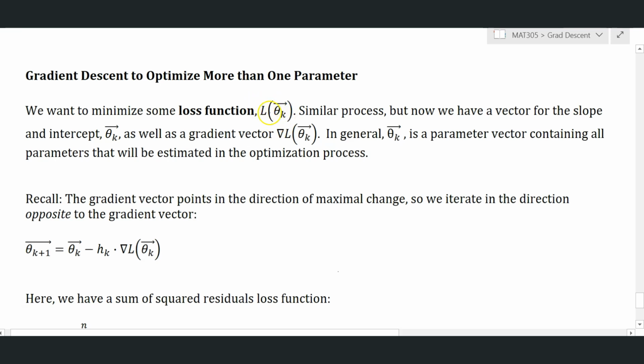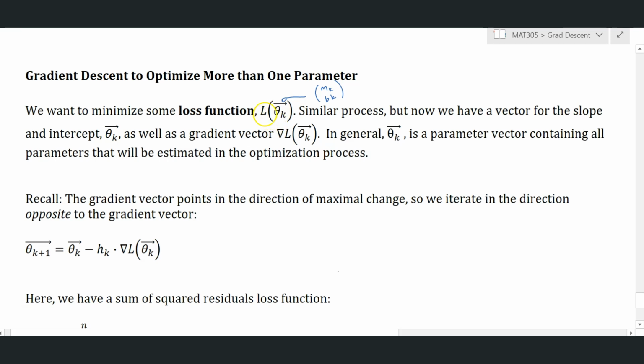Now we want to optimize it with respect to some set of parameters, and that can be a vector, or it could be a single value, like when it was just m. So in our case, this vector is going to be both m and b, and I'll label them sub k because they're going to be changing until we find the best mk and bk. It's going to be a very similar process, but now we have a vector for the slope and intercept, which is the theta sub k vector, as well as a gradient vector, which would be the gradient of the loss.